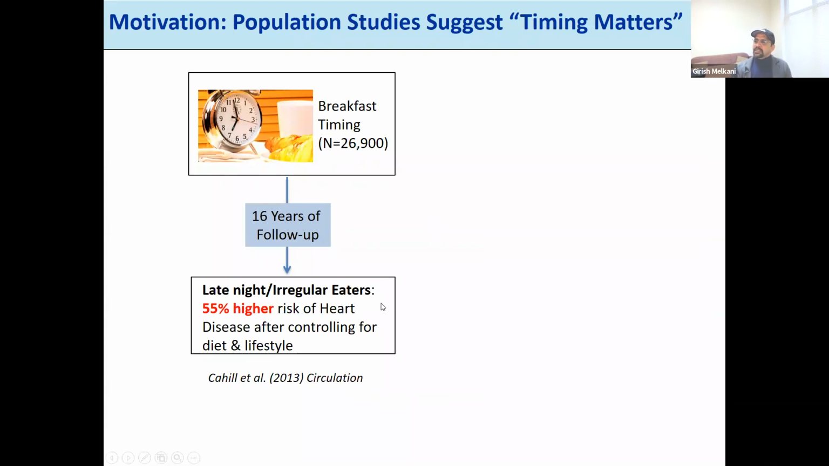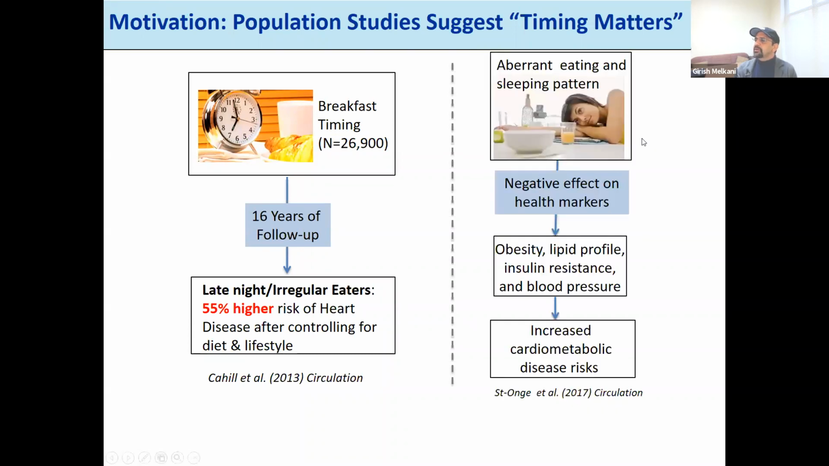So why is this important? This is not my study. This is from a 16-year follow-up study in human beings. What is their breakfast time? What time are they eating dinner, and how late are they eating, or are they eating regularly or irregularly? Basically, late night or irregular eaters have a high risk of heart disease, after controlling for diet. And then there is another beautiful review that came out a few years back. If you have an aberrant eating and sleeping pattern, it has a negative effect on your health markers that leads to obesity, lipid profile changes, and insulin resistance. All these are risk factors for cardiometabolic disease.